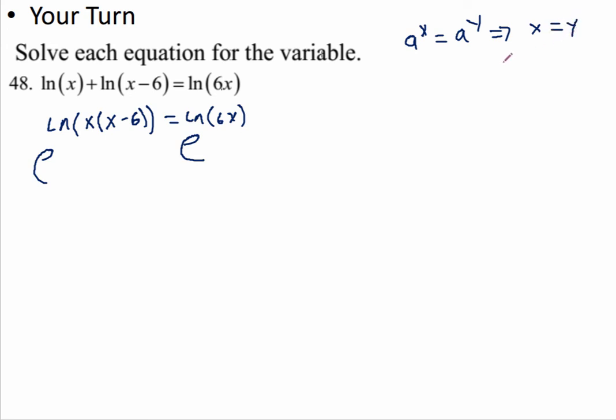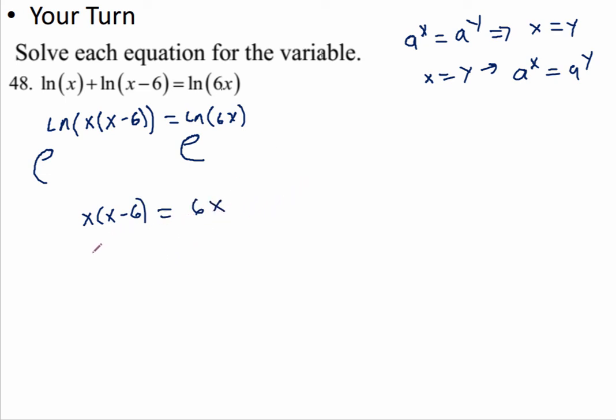Well, you can go the other direction with that. If I got x is equal to y, then that must have been a to the x was equal to a to the y. So now you pick your base judiciously. In this case, I pick e because I know that they're inverse operations to each other. They knock each other off, and I get x times x minus 6 is equal to 6x.